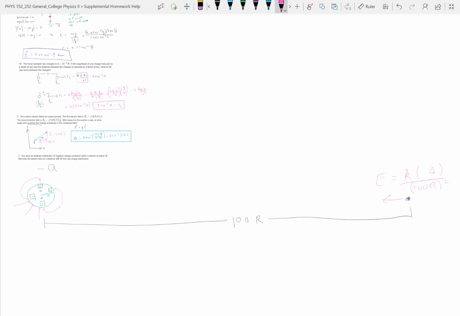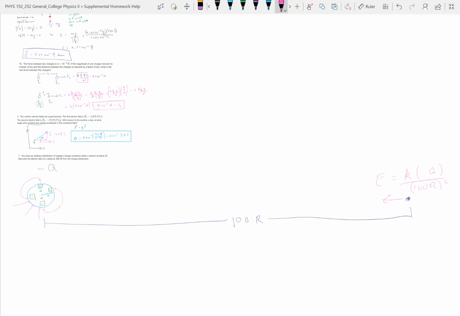So there's my answer. If they'd asked what the electric field was like 2R away, I would say I don't know, because I don't know how the charge is distributed. But being 100R away, I say, okay, it doesn't matter how it's distributed because I'm far enough away, it just looks like a point charge.